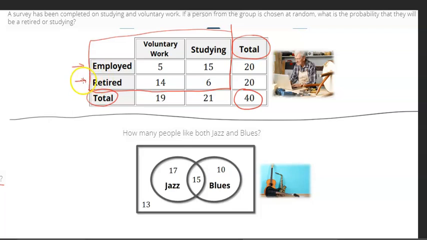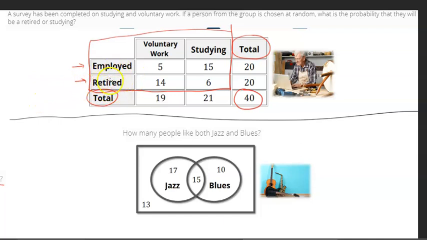So retired meaning they've reached the peak of their employment via age, and now they've stopped working. 14 of them are doing voluntary work. And 6 of them, which makes sense to study after you've retired, 6 of them are studying. And what the question is asking for is what is the probability that there will be a retired person or studying? So let's figure out the categories where you're a retired person or you're studying.